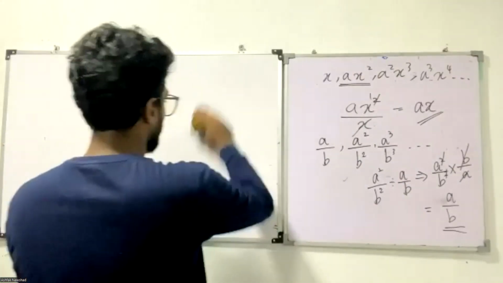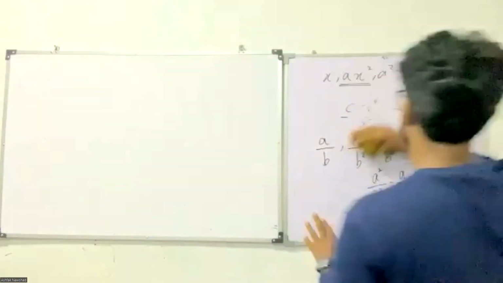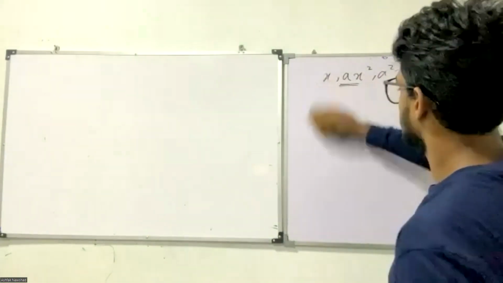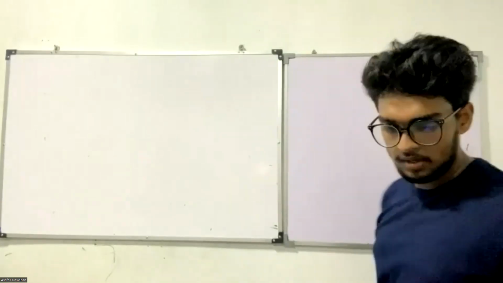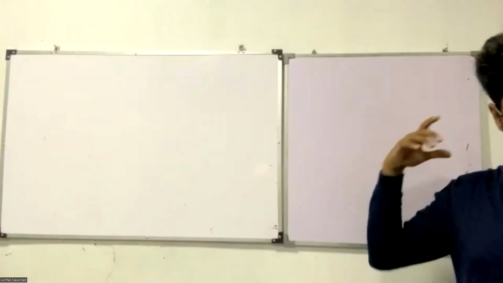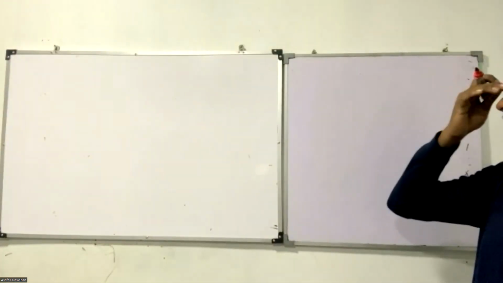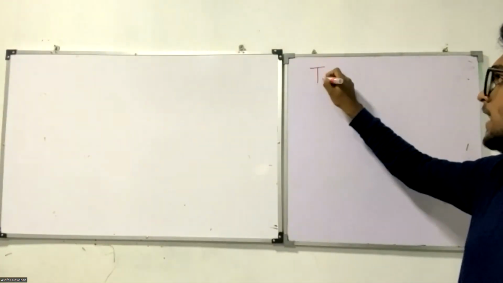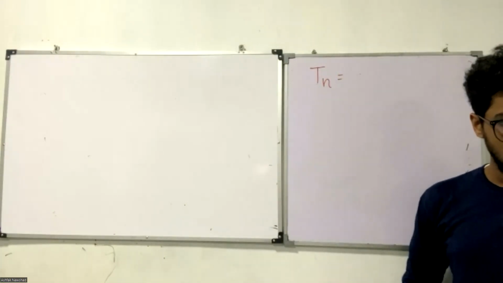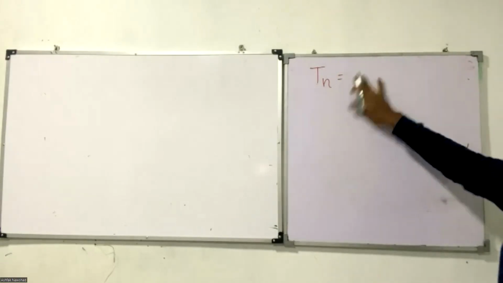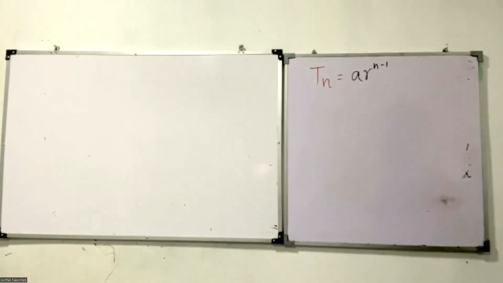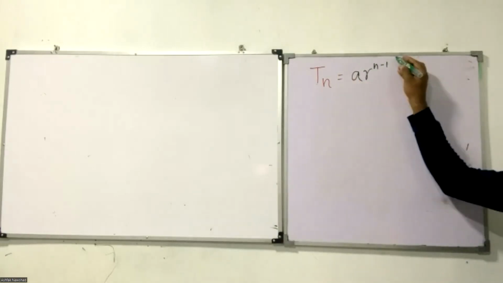In geometric progressions there are only 2 formulas. The first formula, like we did in the arithmetic progression, is to find an unknown term, the nth term. It is a r to the power n minus 1. A into r to the power n minus 1.